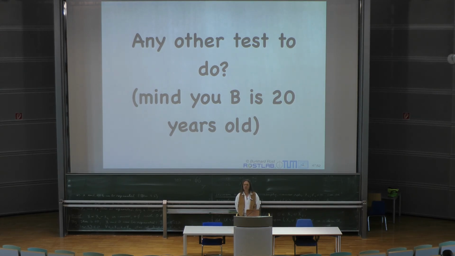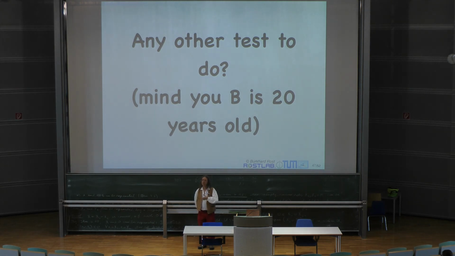Mind you, B is 20 years older. So one thing that you can do, I'm going to give a different solution on the next slide, but one thing you can do is see whether method A performs differently on the things that have been added over the last 20 years, so the newer things.